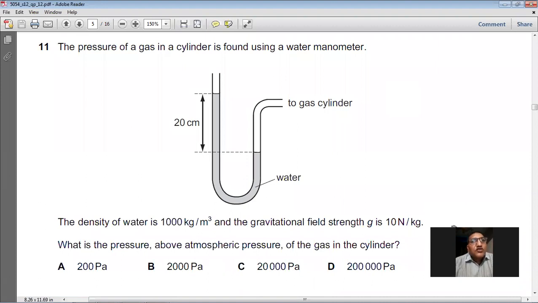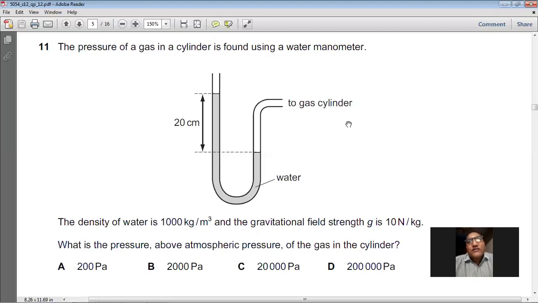Okay. On your screen, question 11. The pressure of a gas in a cylinder is found using a water manometer. Here we have a water manometer, the water inside here, and here we have the cylinder, and here it is open to the atmosphere. The difference of the levels of the water in both the limbs is 20 centimeters. It means that the pressure of this gas is 20 centimeters of water more than the atmospheric pressure. The density of the water is 1000 kg per meter cube, and the gravitational field strength g is 10 newton per kg. What is the pressure above atmospheric pressure of the gas in the cylinder?